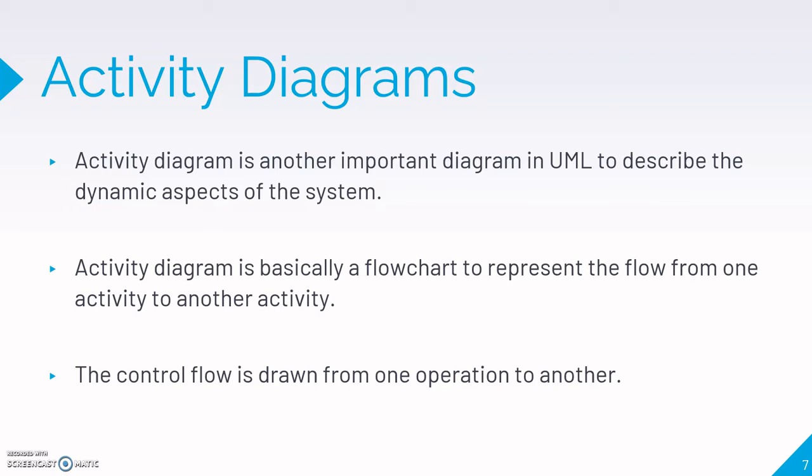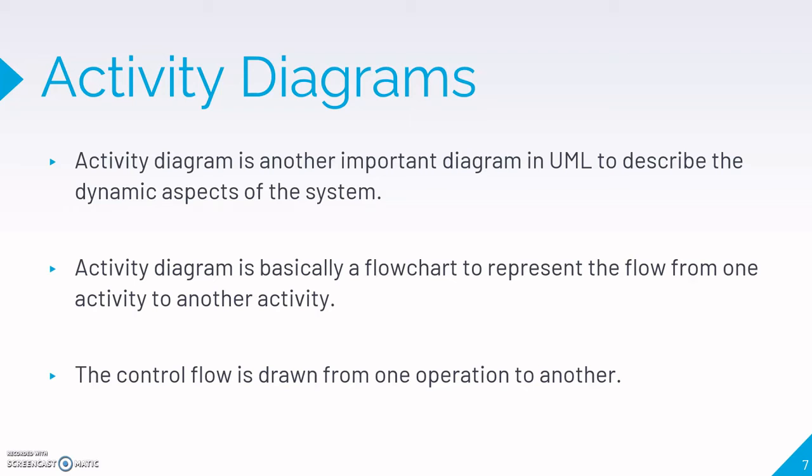Activity diagram captures the dynamic behavior of the system. It is a particular operation of the system. They are also used to construct the executable system by using forward and reverse engineering techniques. Activity diagram is sometimes considered as the flowchart.